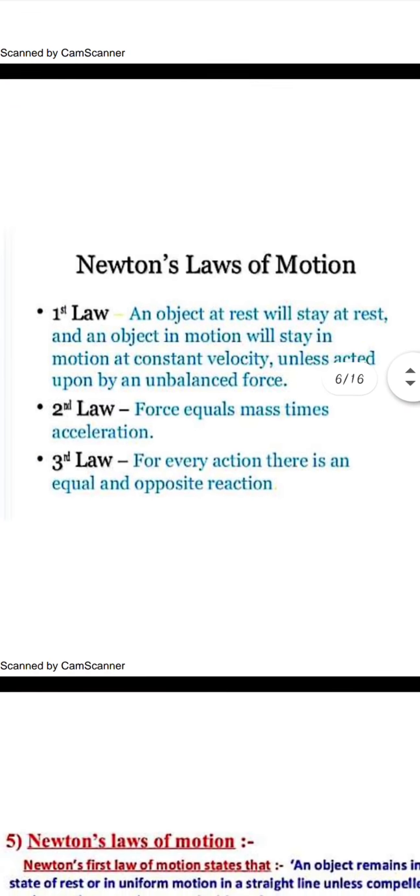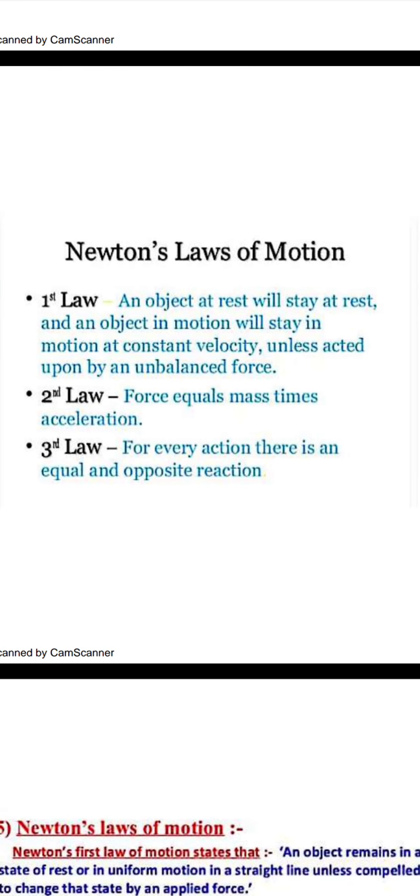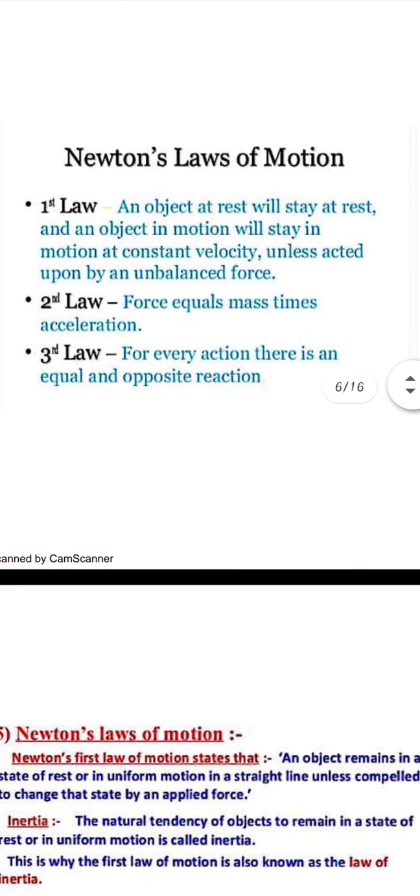So Newton's three laws of motion were, in short, you just understand what these three laws are. Firstly, when an object is at rest, it stays at rest, and when an object is in motion, it will stay in motion at a constant velocity unless an external force or an unbalanced force acts on it. So we can say that the object at rest or in motion will not change until and unless an external force is applied on it.